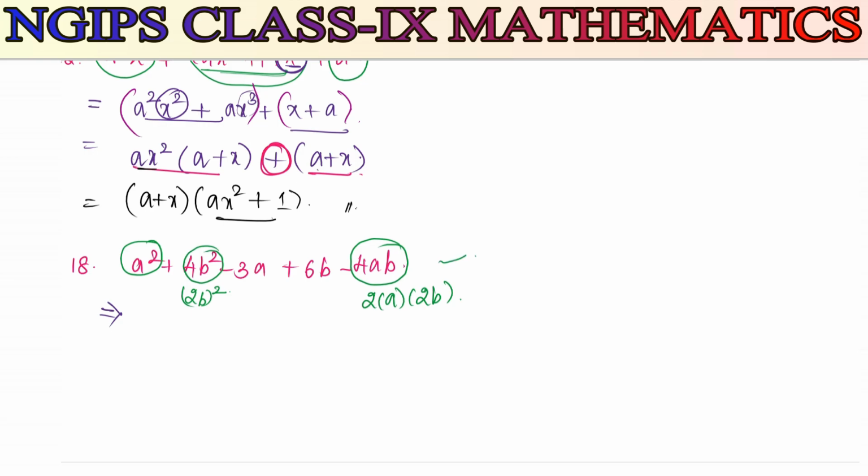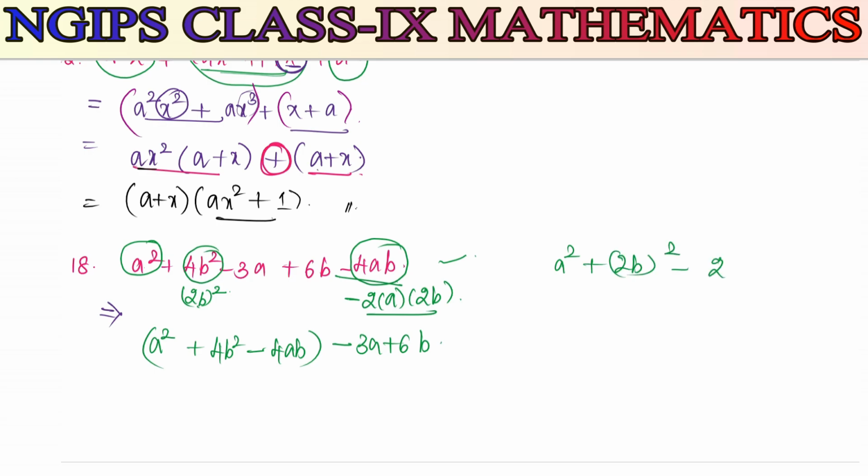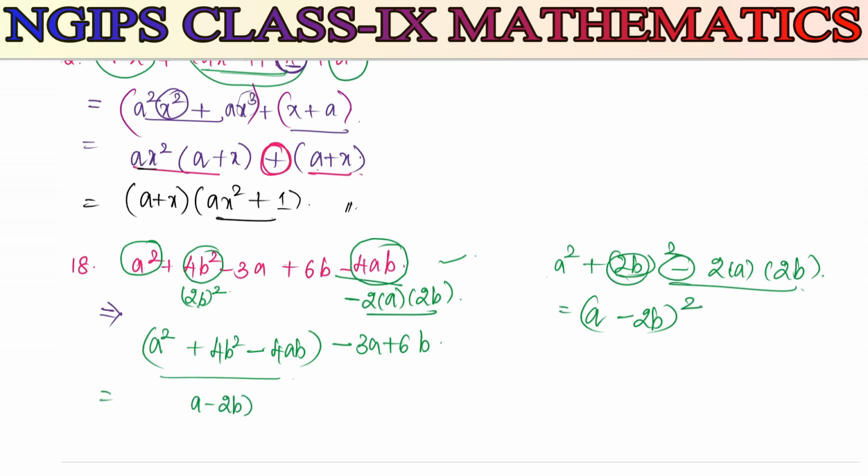Okay, now here I am going to write the terms a square plus 4b square, and I took the last term along with the sign, minus 4ab, and the rest of the terms I am going to write here, 3a plus 6b. Now see, a square plus 2b whole square minus 2 into a into 2b. So a square plus b square minus 2ab. So when you have minus you will get a minus b. So a value is a, b value we have 2b. So a minus 2b whole square.